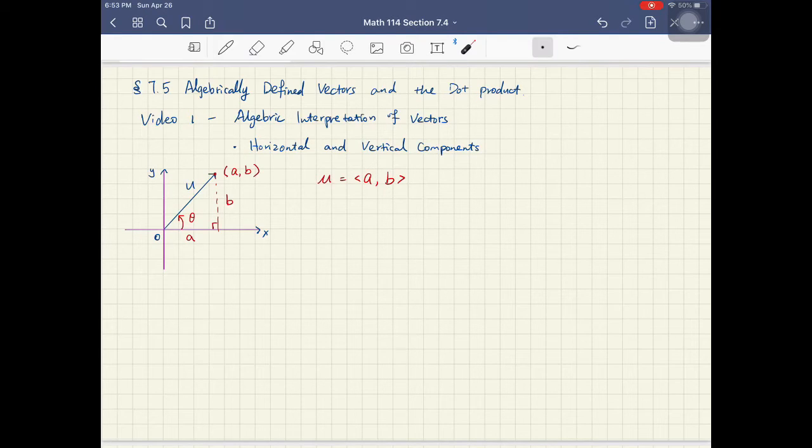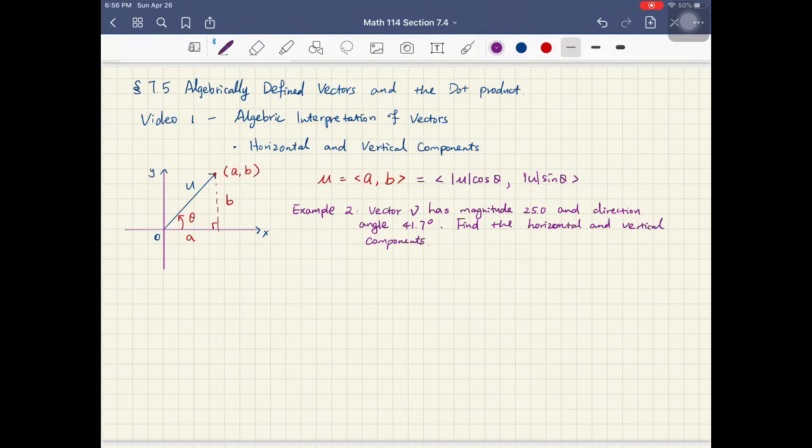Sometimes we do not know the measures of a and b. We probably know the magnitude of the vector u and the angle theta. Then we can come up with a second formula. Continuing from this side, vector u can be written as a vector a comma b, or I can also write it as the magnitude of u times cosine of theta, comma, the magnitude of u times sine of theta, which comes from our trigonometry definitions.